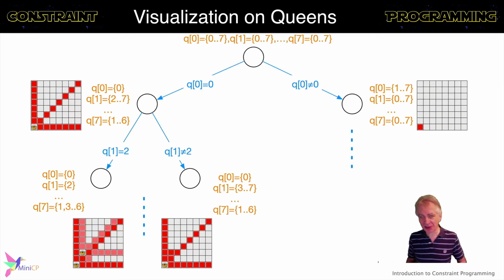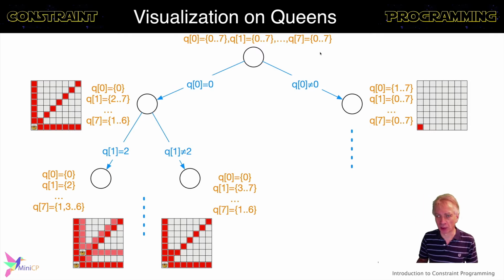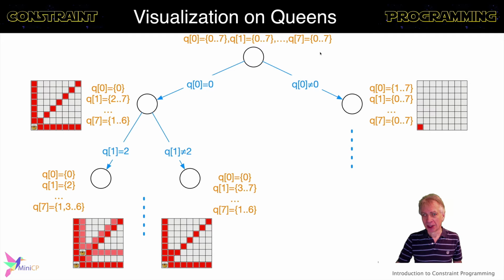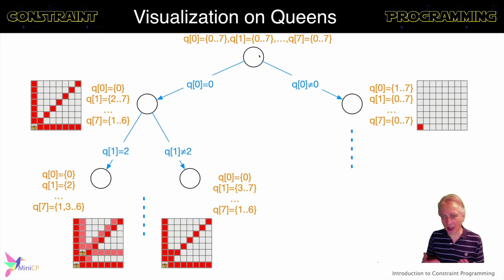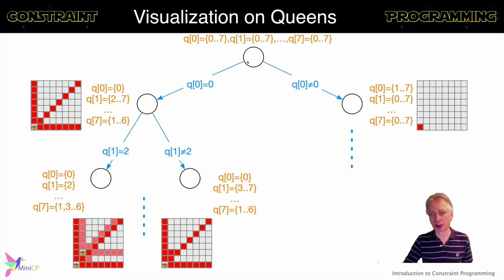All right, so this is the search space, the branches, and the nodes for the queens problem. So this is the root. All the variables take the value between 0 and 7. This is the 8 queens problem. Okay, now at some point here, you have to start branching. And so the branching scheme here is going to create two constraints. The first one is going to be Q0 equals 0, and the other one on the right side is going to be Q0 not equal to 0.